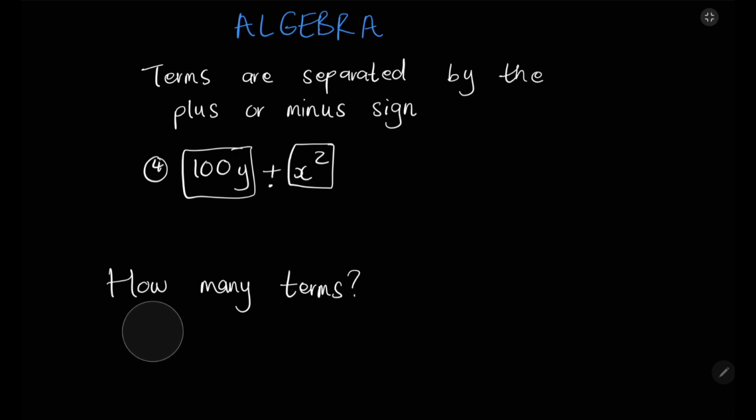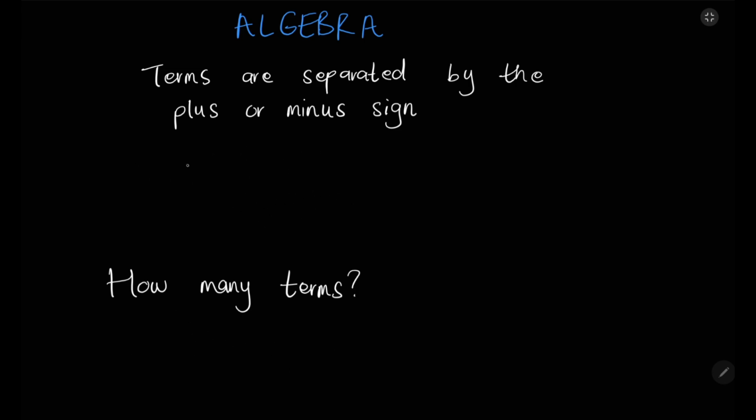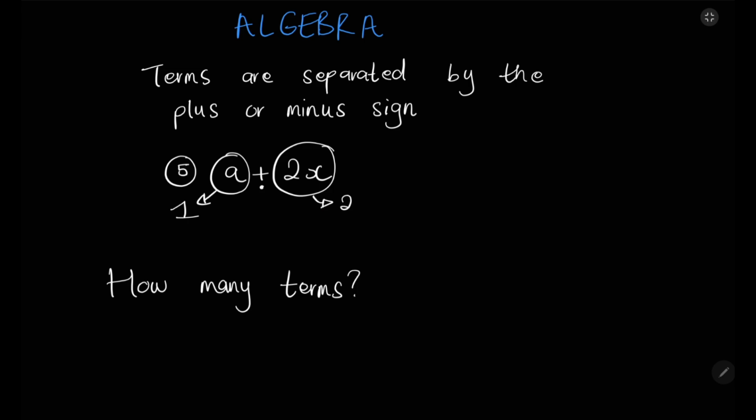Last example, let's try a plus 2x. How many terms do we have here? We have a plus sign, so we have a and 2x. They are separated by a plus sign, so this is term 1 and that is term 2. So this expression has 2 terms.